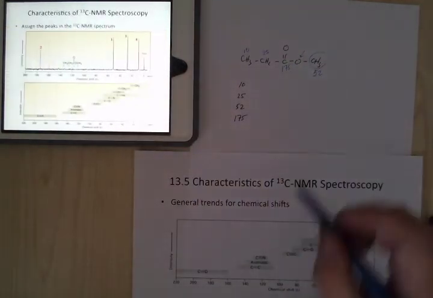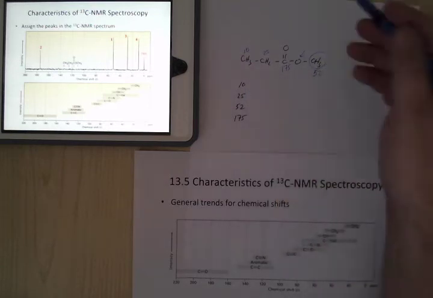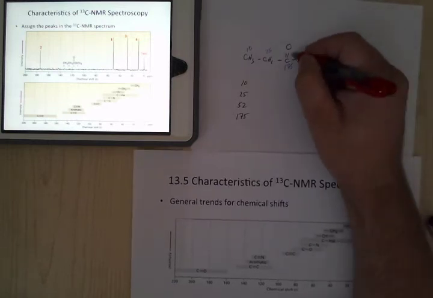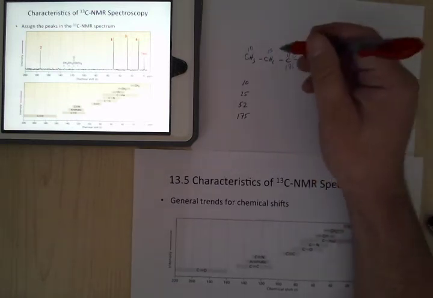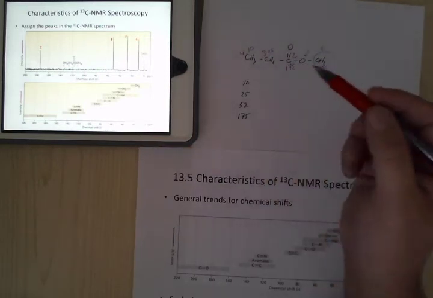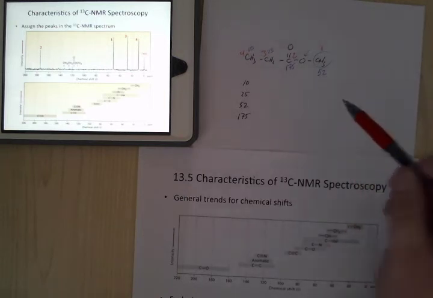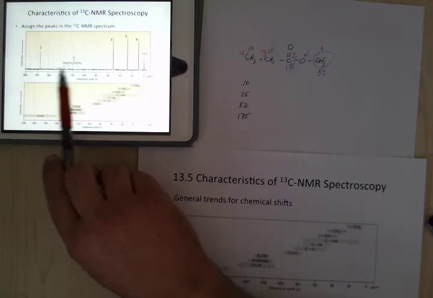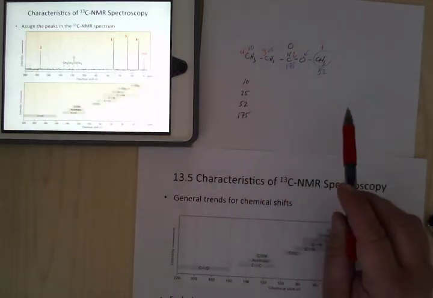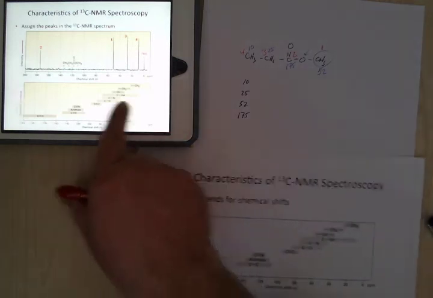How'd I do? So number 1, which would be here. So this is number 1, number 2, number 3, number 4. So there you go. Just as we expected.